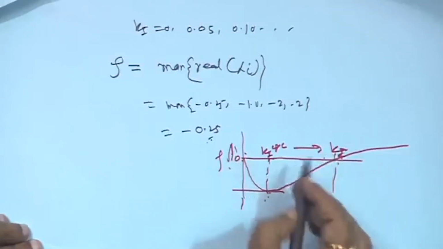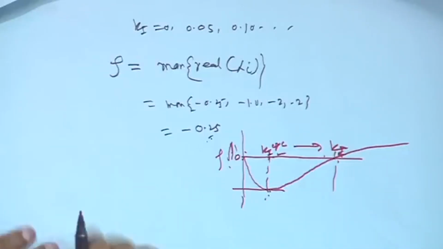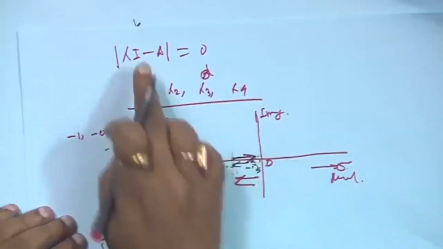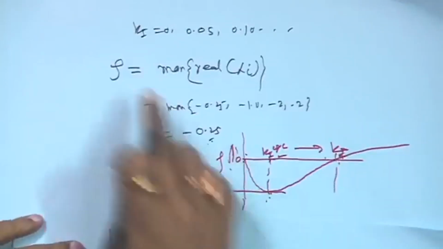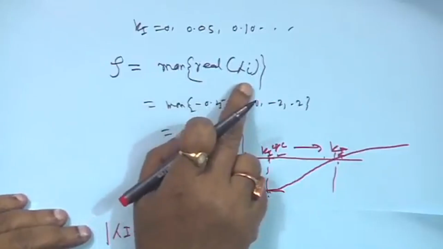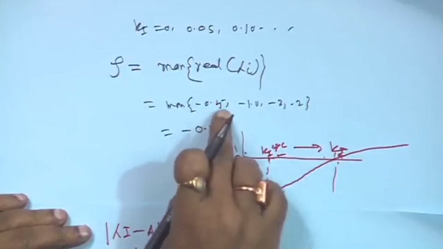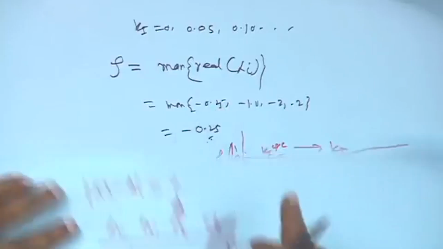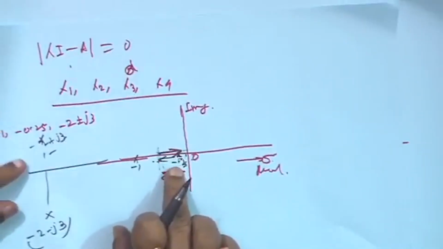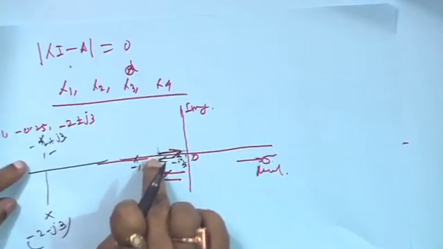Although the response may not be the best, with this kind of technique, with this value you will get the best dynamic performance. So the degree of stability means you have to find the roots of the characteristic equation, and then take rho equal to the maximum of the real part of lambda i, that is, the maximum of the real parts of all the eigenvalues. Here minus 0.25 is the maximum, because of the negative sign. This is very close to the origin, so we take it and change the value of Ki, and this value will shift for some values of Ki.